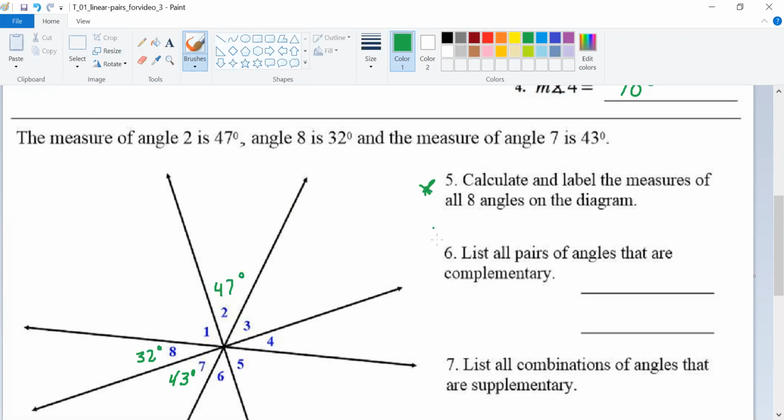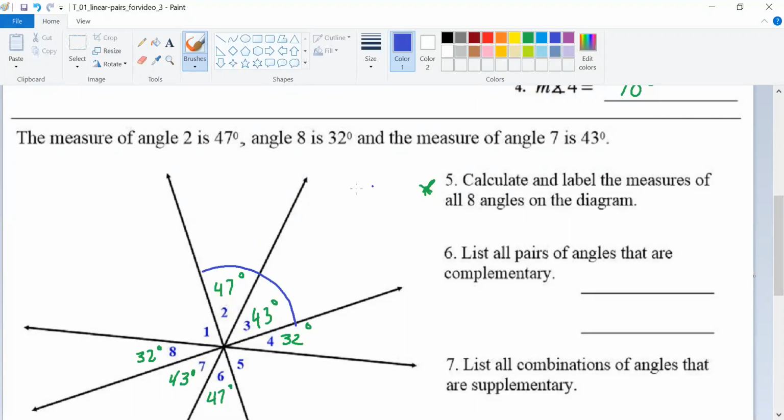That's number 5. List all the angle pairs that are complementary. Let me do the first part, number 5. So 32 is number 8. It's vertical to number 4, so that's also 32 degrees. What else do we have that's vertical? Number 2 is 47. Number 6 is also 47 degrees. Number 7 and number 3 are vertical. This is 43 degrees. And that leaves us with just angle 1 and angle 5. I'm going to try for 1, so it looks like it's easy, and then the other one's going to be vertical. So 47 degrees and 43 degrees.